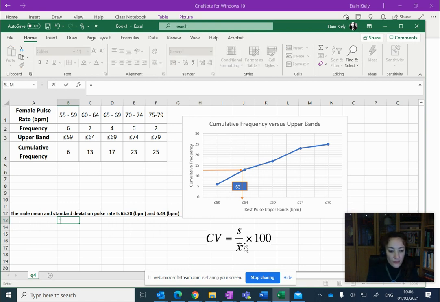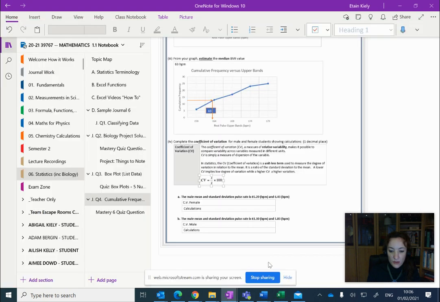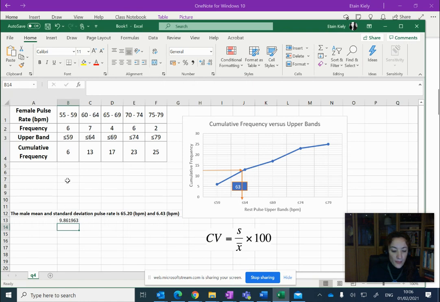So equal to, and our standard deviation is 6.43 divided by our mean, which is 65.20, times 100. And so let's just see how many decimal places it wants. I think it's one decimal place. Yeah, one decimal place. So we bring this value here to one decimal place. So that's the variation, the CV value.